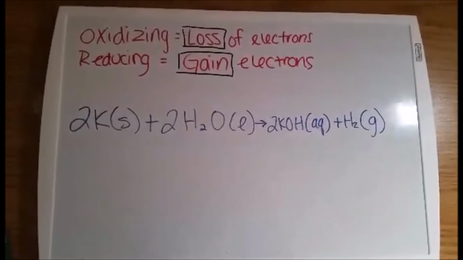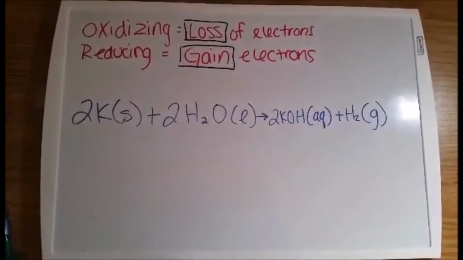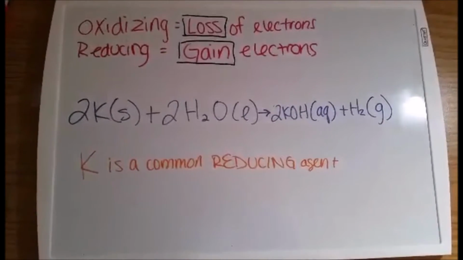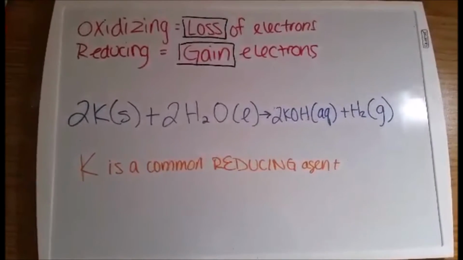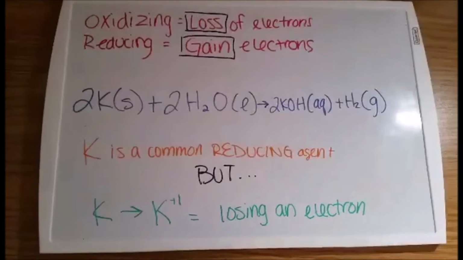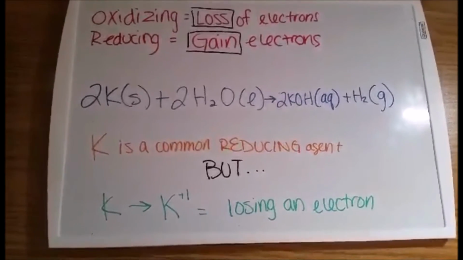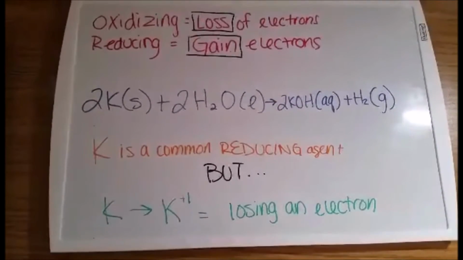So we want to know what the oxidizing agent is and what the reducing agent is in this reaction. Potassium is a common reducing agent, but in this reaction, it is oxidized to form the potassium K+ ion. So potassium goes from 0 to +1, losing an electron, where hydrogen in water is reduced to the elemental H2.